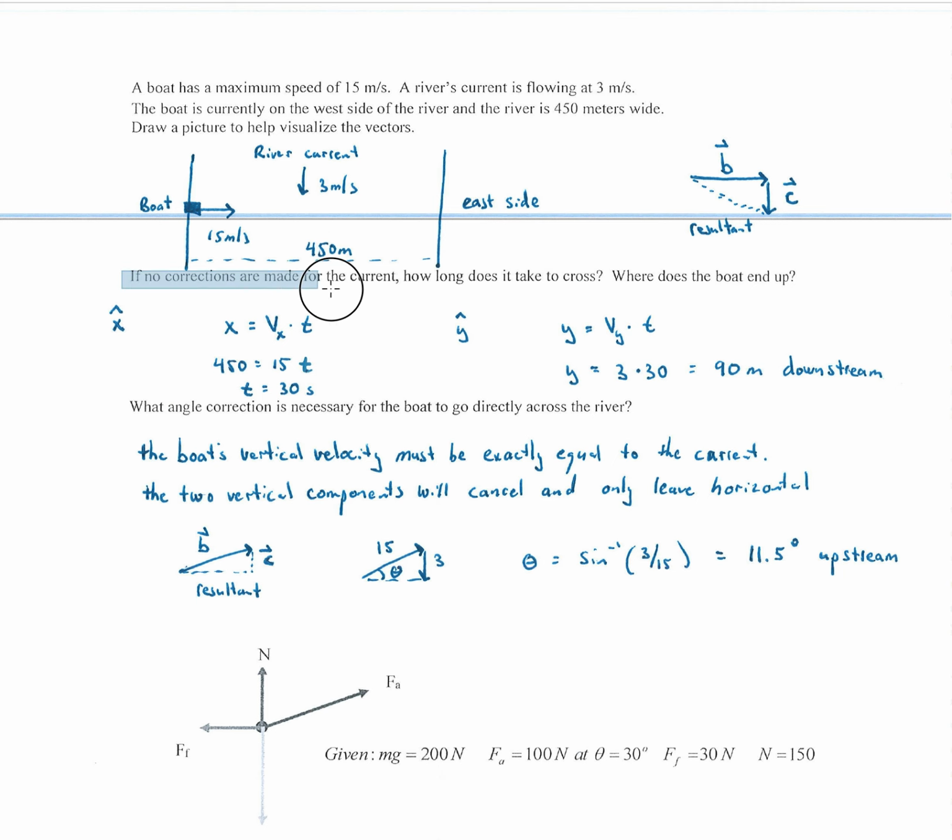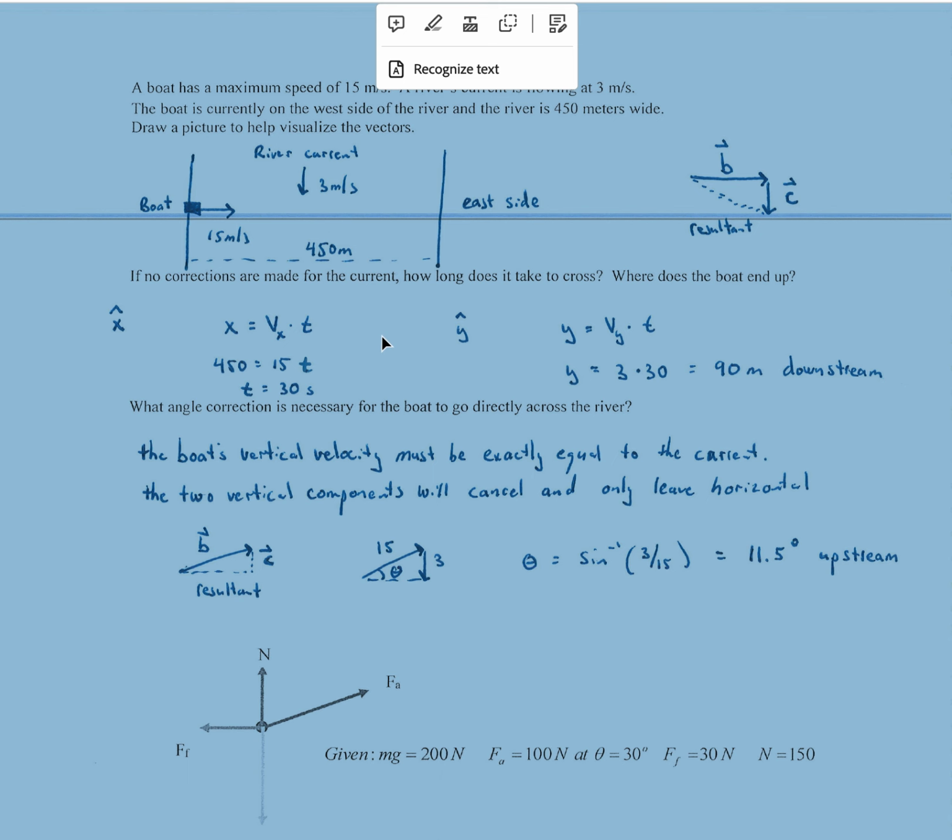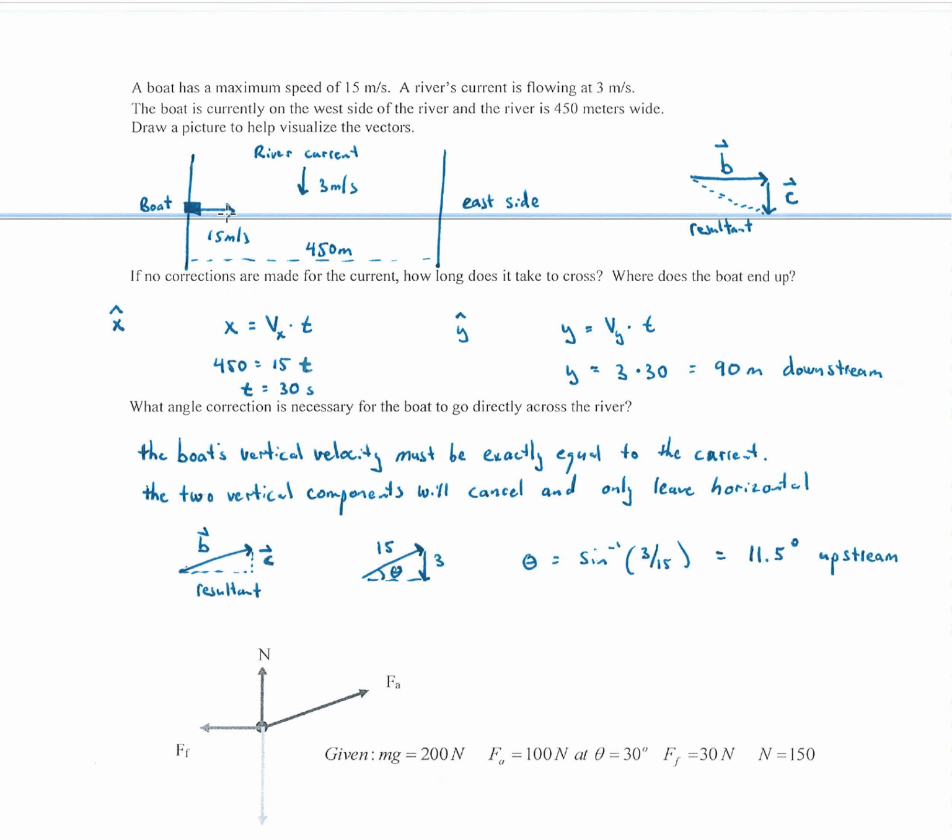First part says if no corrections are made for the current. So the boat is pointing straight across the whole time and you're just going to end up down here. So no adjustments. That just means, well, your horizontal distance is your horizontal velocity times time. So I got to go 450 meters horizontally. I'm traveling at 15 meters per second horizontally. So it's going to take 30 seconds.